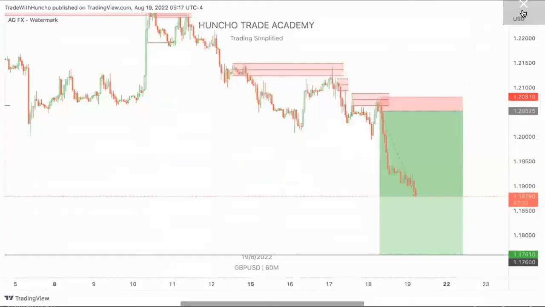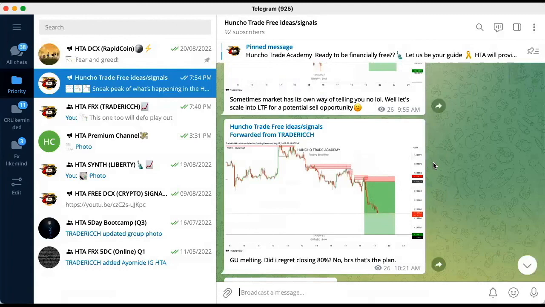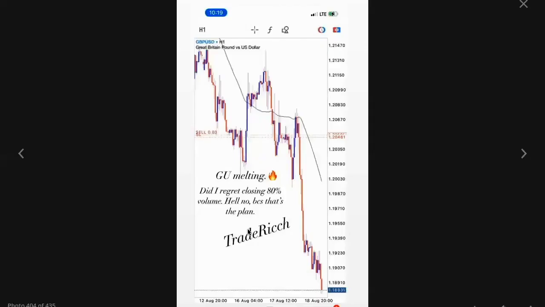As a trader, you have to have a plan. So when you follow the plan, I'm telling you, you're going to be profitable in the long run, right? You can see, hell no.